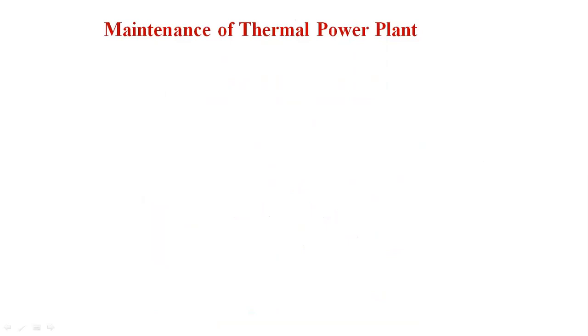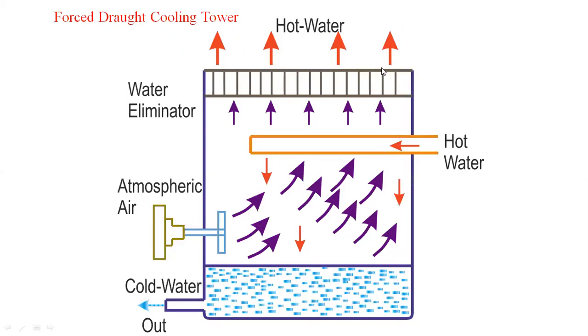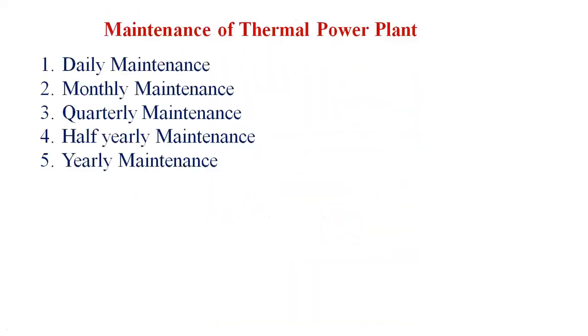The next topic is the maintenance of thermal power plants. Generally, maintenance of a thermal power plant means we go for daily maintenance, monthly maintenance, quarterly, half yearly, as well as annual maintenance. The thermal power plant operates throughout the period, 365 days in a year. Here, daily maintenance is required.